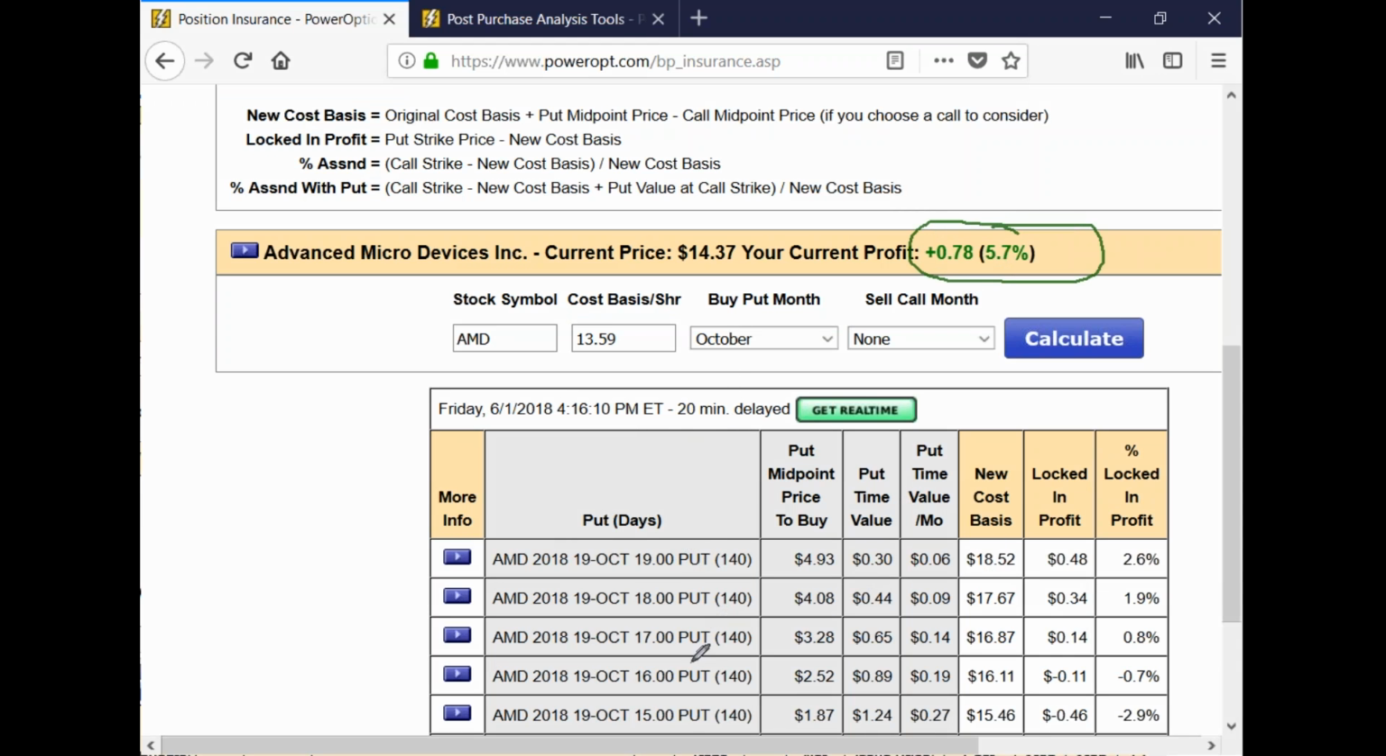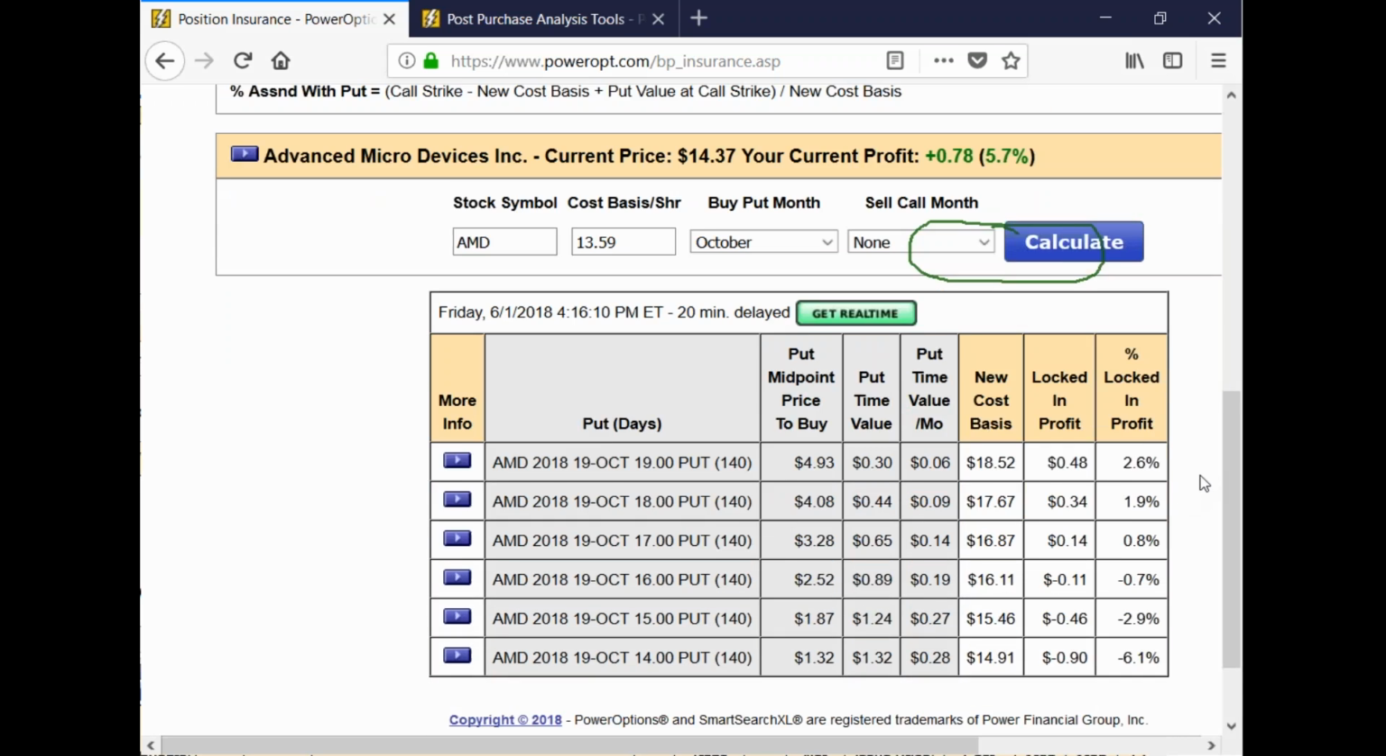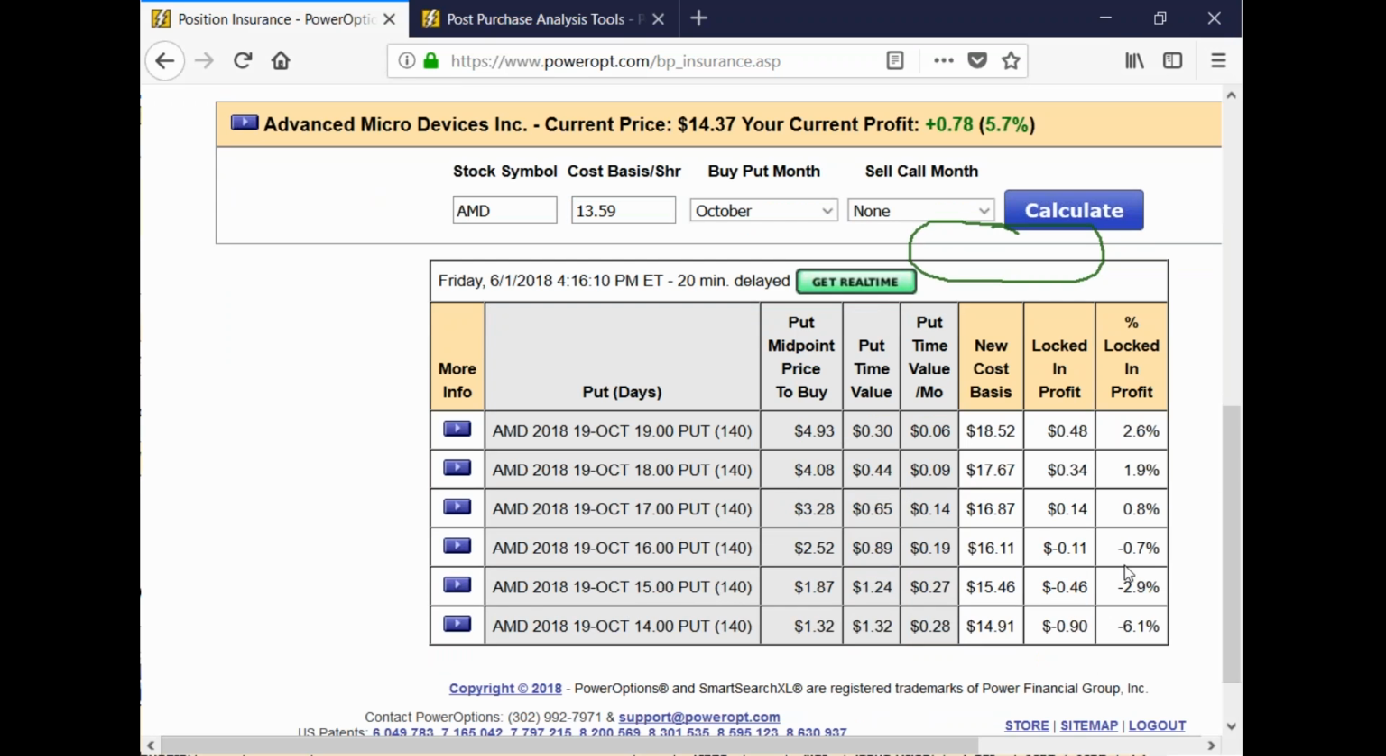By purchasing, now of course we have different strikes here, and I'm going to talk about that in a moment. But what we have here is different puts that we could purchase on the position to help lock in some of those gains, everywhere from the 14, which is just slightly out of the money, up to the 19. Now we have an unrealized 5.7% return on the position. By buying the put at 19 for $4.93, our cost basis goes up to $18.52, but we're guaranteed to get 19 back, so we have a locked-in profit of 2.6% all the way to October.